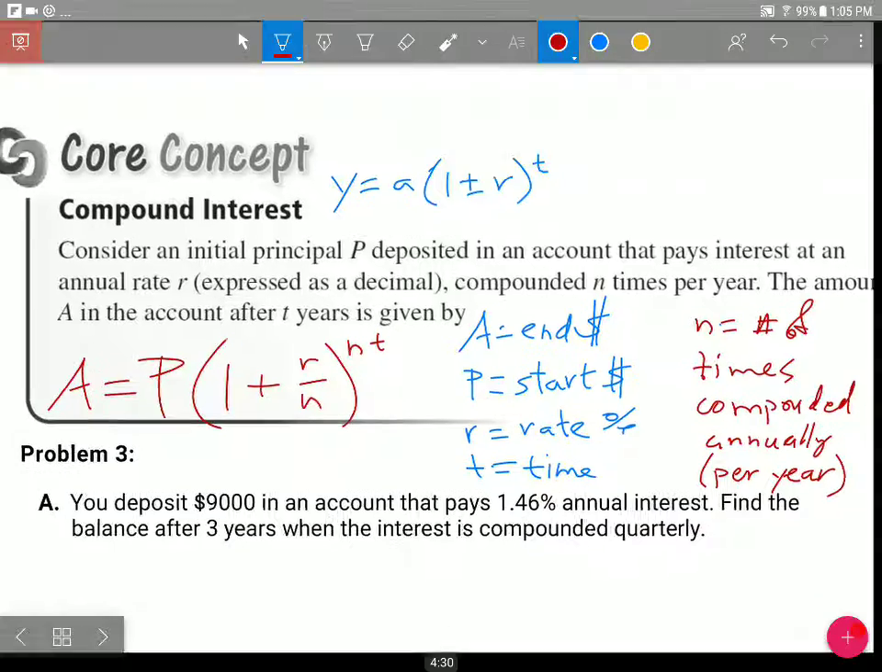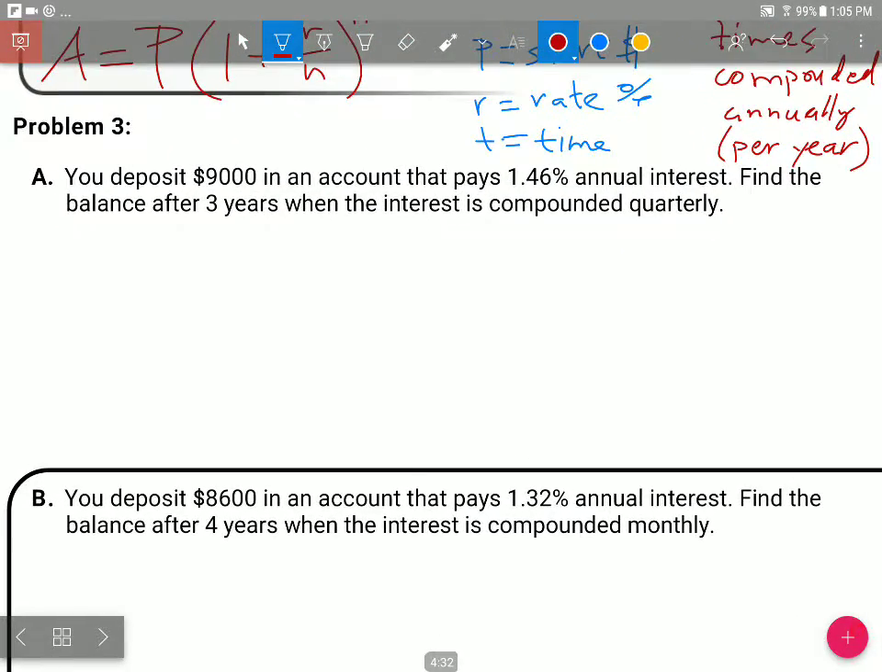All right, so here we go. Problem 1. It says you deposit $9,000 into an account paying 1.46% annual interest. Find the balance after 3 years if interest is compounded quarterly. So we're going to start off, let's list our terms out. We got A, P, R, N, and T. Okay? So we're talking about $9,000 here. Is that a starting amount? Are we depositing that in the beginning, or is that the amount in the end that we're taking out? It's your starting point, because that's your deposit. That's what you're starting with.